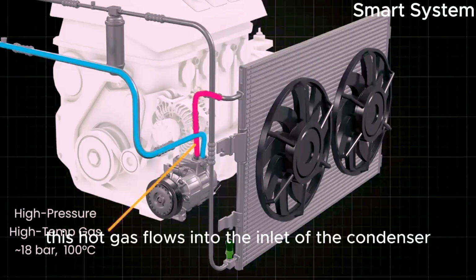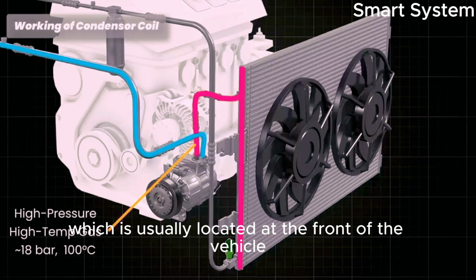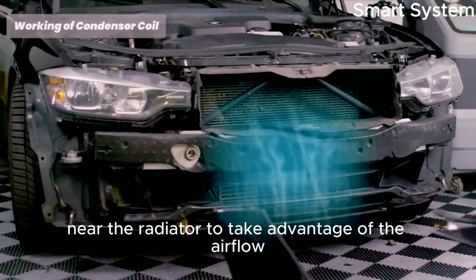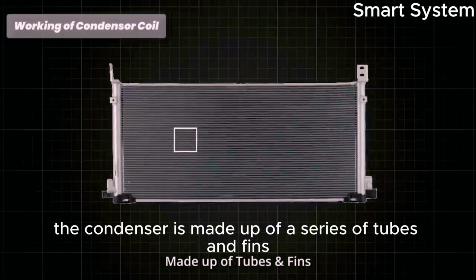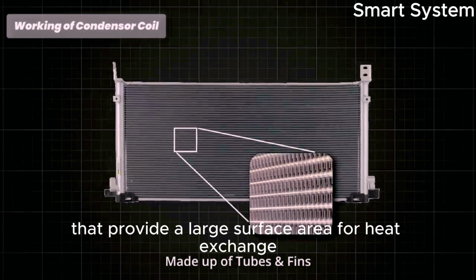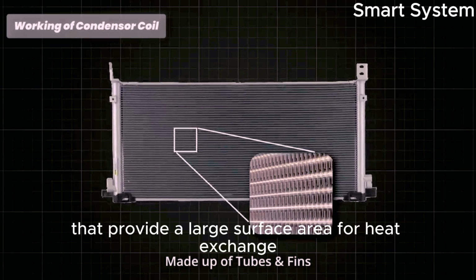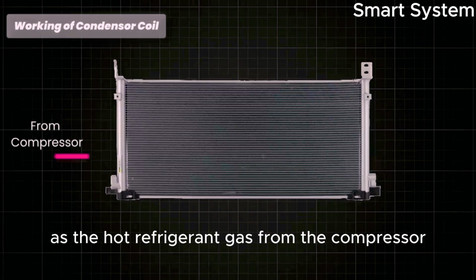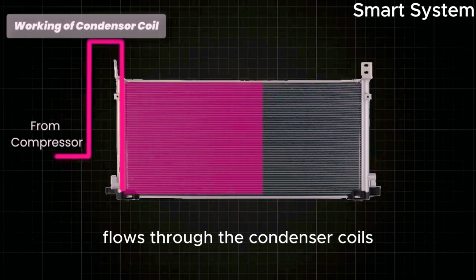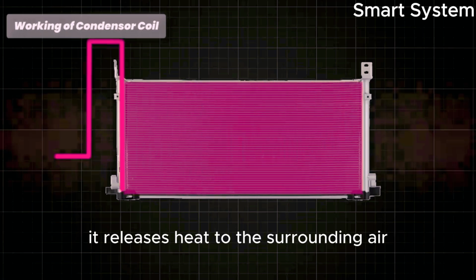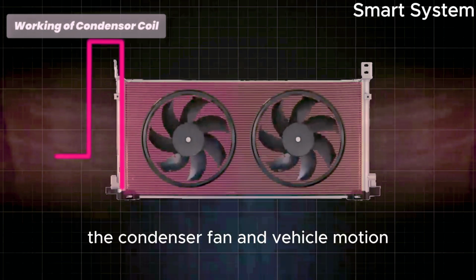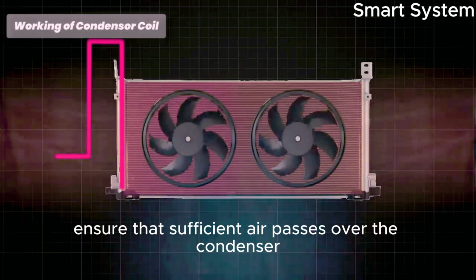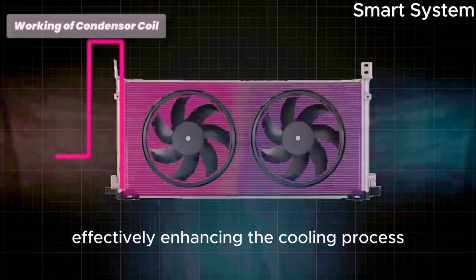This hot gas flows into the inlet of the condenser, which is usually located at the front of the vehicle, near the radiator to take advantage of the airflow when the car is moving. The condenser is made up of a series of tubes and fins that provide a large surface area for heat exchange. As the hot refrigerant gas from the compressor flows through the condenser coils, it releases heat to the surrounding air. The condenser fan and vehicle motion ensure that sufficient air passes over the condenser to dissipate heat effectively, enhancing the cooling process.